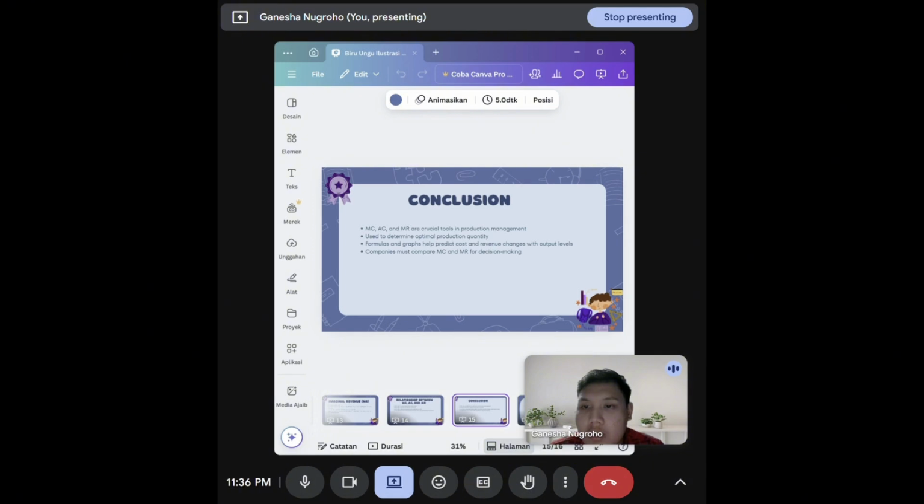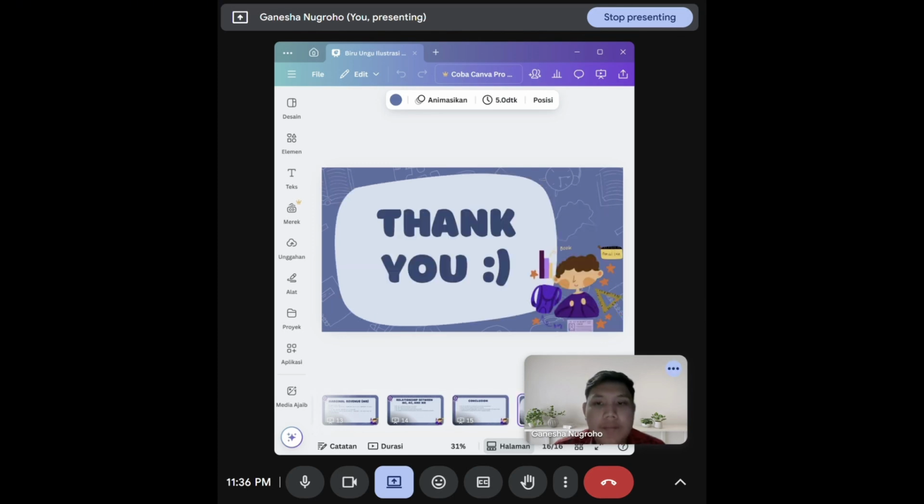In conclusion, marginal cost, average cost, and marginal revenue are crucial tools in production management used to determine optimal production quantity. Formulas and graphs help show how production cost and revenue change with output level. Companies must compare marginal cost and marginal revenue for decision making.